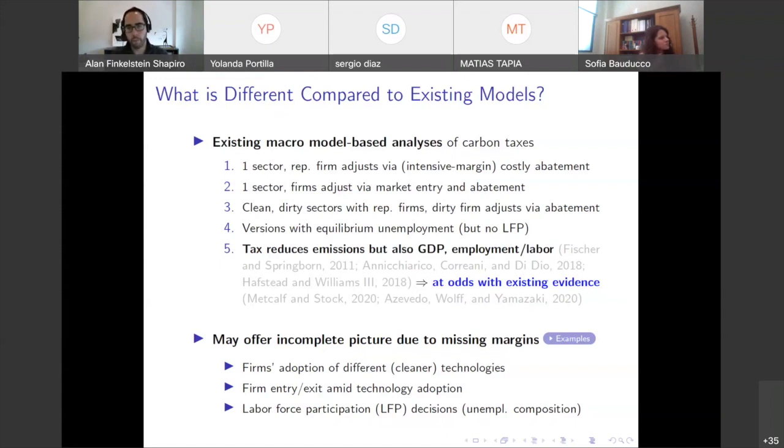And again, there are several papers that have found this. What's difficult about these models is that it's really at odds with what we know from, again, the work that Gib and Jim have done and others regarding, from an empirical standpoint, what are the aggregate effects and the employment effects of a carbon tax.